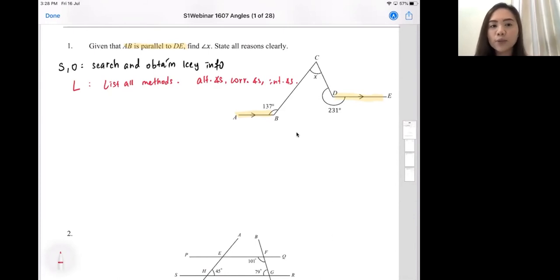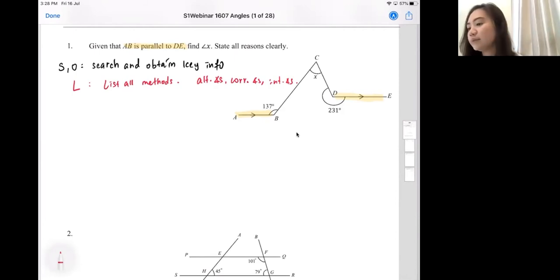Provided you can write your workings in a logical and coherent manner, and then support them with proper reasons, meaning angle properties enclosed in brackets. So long as you can support it properly, we will give the mark.